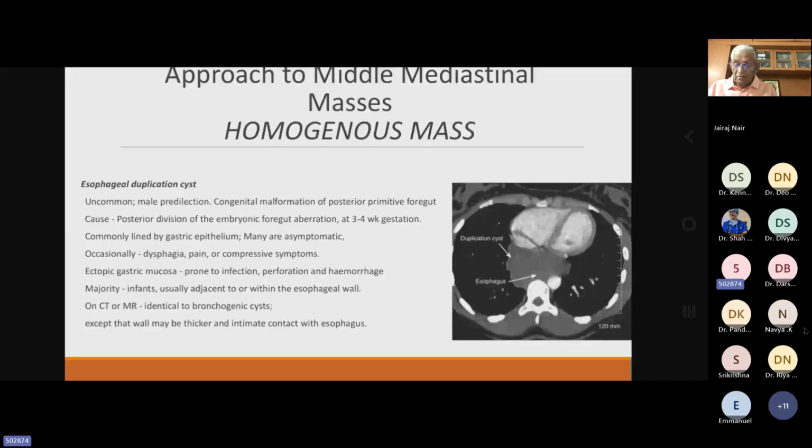Esophageal duplication cyst. Uncommon, more commonly present in males. Congenital malformation of the posterior primitive foregut. Cause includes aberration of the posterior division of the embryonic foregut at the 3rd to 4th week of gestation. Commonly lined by gastric epithelium, the majority of the patients are asymptomatic, occasionally presenting with dysphagia, pain, or compressive symptoms. Ectopic gastric mucosa is prone to infection, perforation, and hemorrhage. The majority present in infants, usually adjacent to or within the esophageal wall. On CT or MRI, identical to bronchogenic cyst, except that the wall may be thicker and in intimate contact with the esophagus.